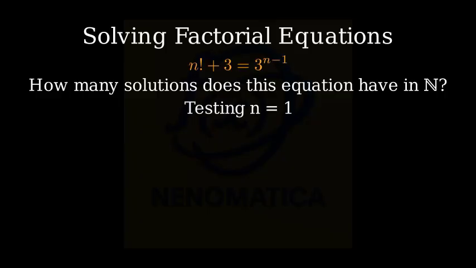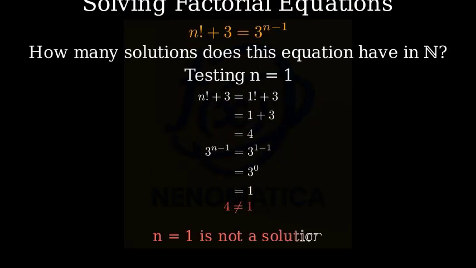Let's start with n equals 1. When we substitute n equals 1 into the left side, we get 1 factorial plus 3. 1 factorial is just 1, so we have 1 plus 3, which equals 4. For the right side, we have 3 raised to the power of 1 minus 1, which is 3 to the power of 0, and that equals 1. So we have 4 equals 1, which is clearly false. So n equals 1 is not a solution.